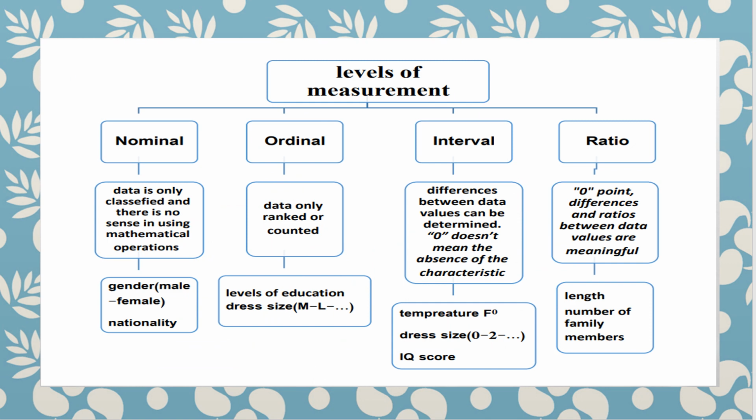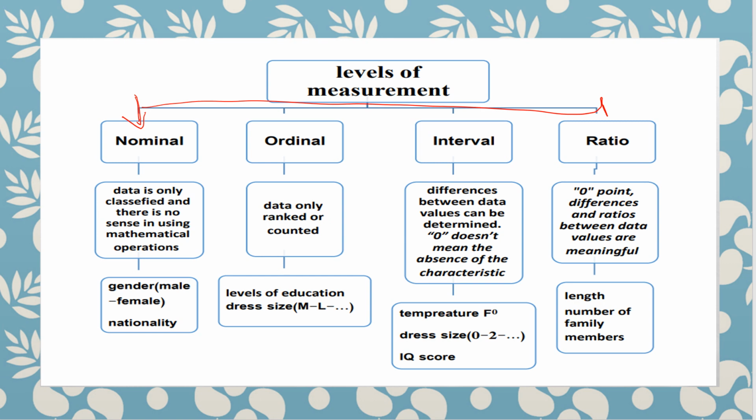The levels of measurement. We have 4 levels of measurement, like a scale that includes 4 levels. The first level is the nominal level of measurement, the lowest level in the scale. At this level, the data is only classified and there is no sense in using mathematical operations, such as gender, nationality, place of birth, hair color, and so on.